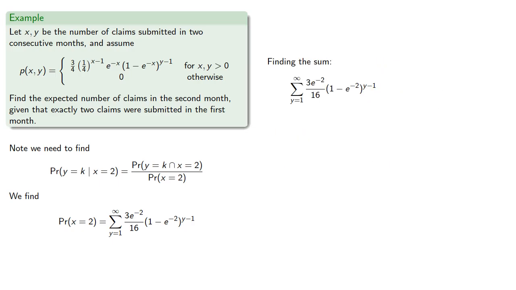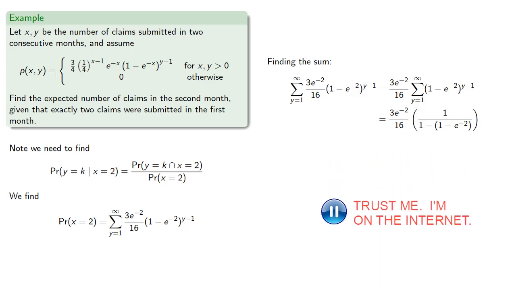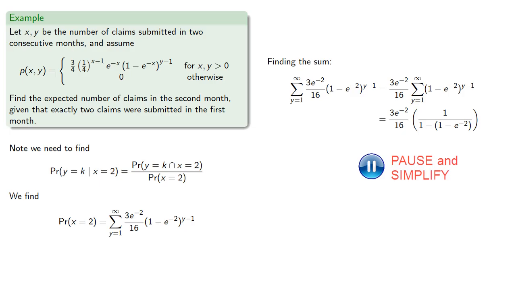Now, taking a look at this sum, we have a constant factor we can remove. And note that this is a geometric series, and the first term of that series is going to be when Y equals 1, that's going to be raised to the 0 power. And so our geometric series summation formula tells us that this series will have a sum of, which we can simplify, and we get our probability that X is equal to 2.